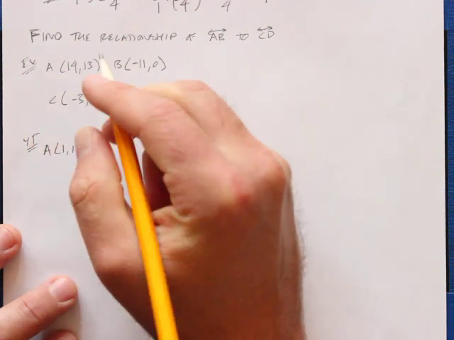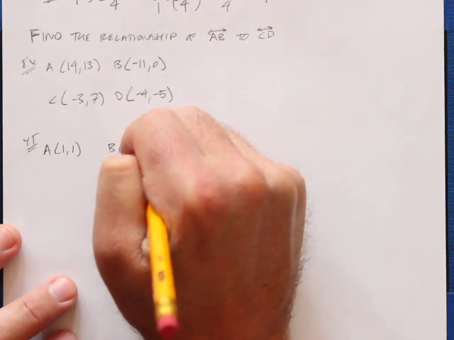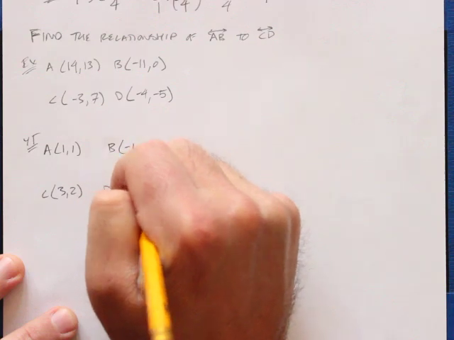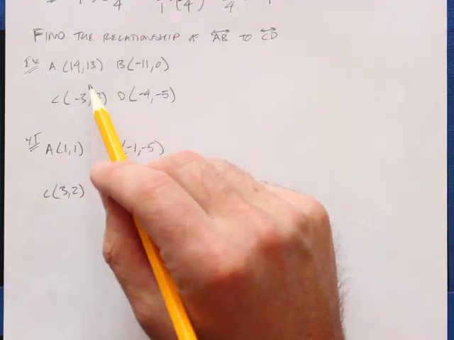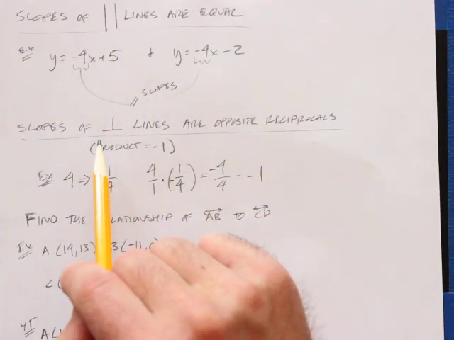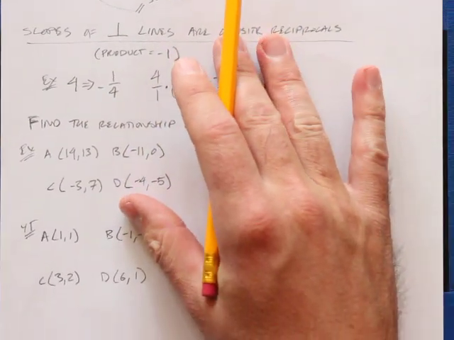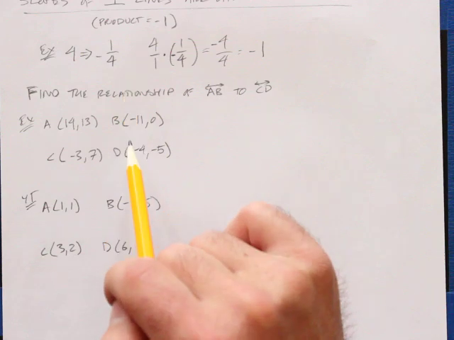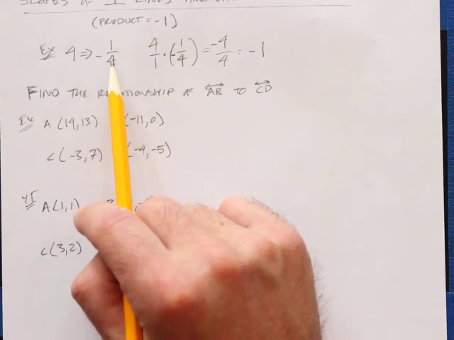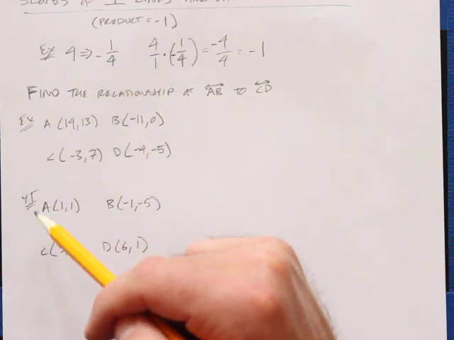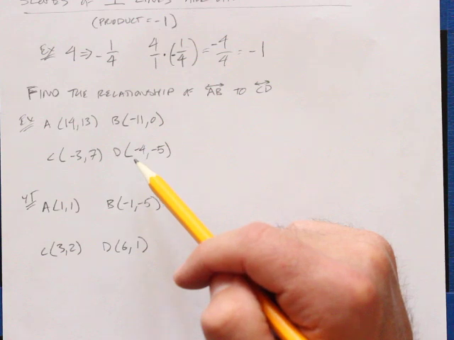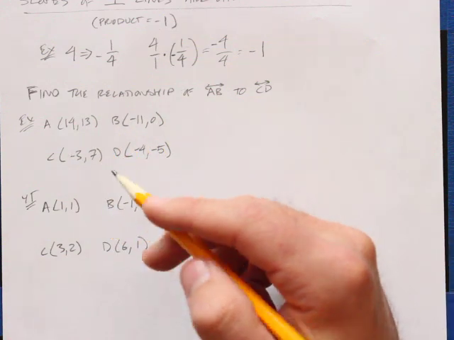A is going to be 1, 1. B is -1, -5. C is 3, 2. And D is 6, 1. All right, so we're going to look at these two. We're going to find the slopes, and we're going to see if they are parallel or if they are perpendicular or if they are neither one. If they're parallel, the slopes are going to be the same. If they're perpendicular, the product is going to be -1, as in they are going to be opposite reciprocals of one another. So what we're going to do here is find the slopes of line AB and CD, and then we're going to examine what the slopes are.